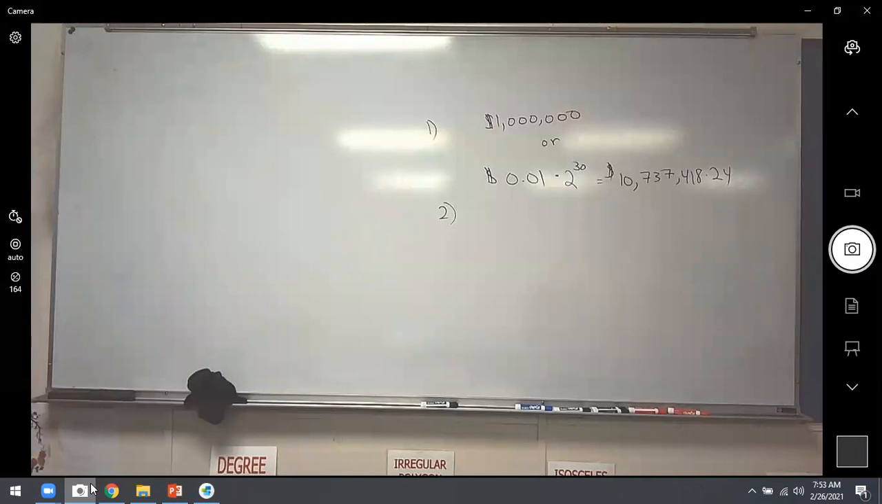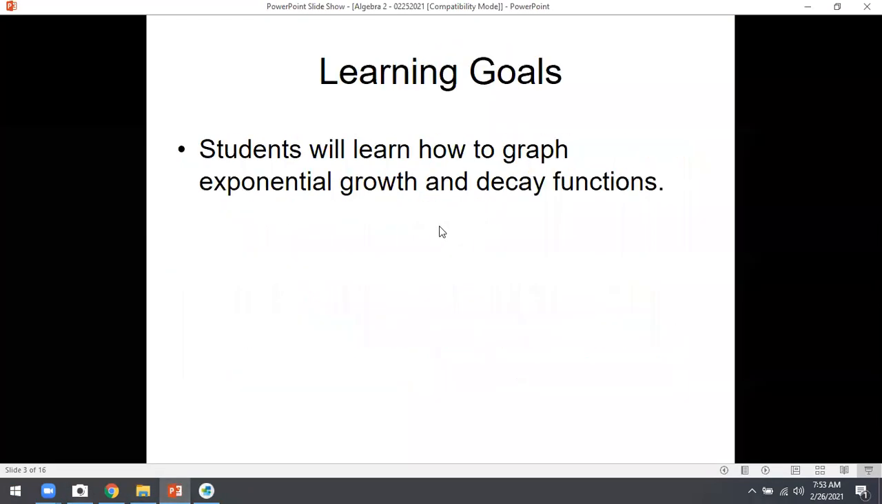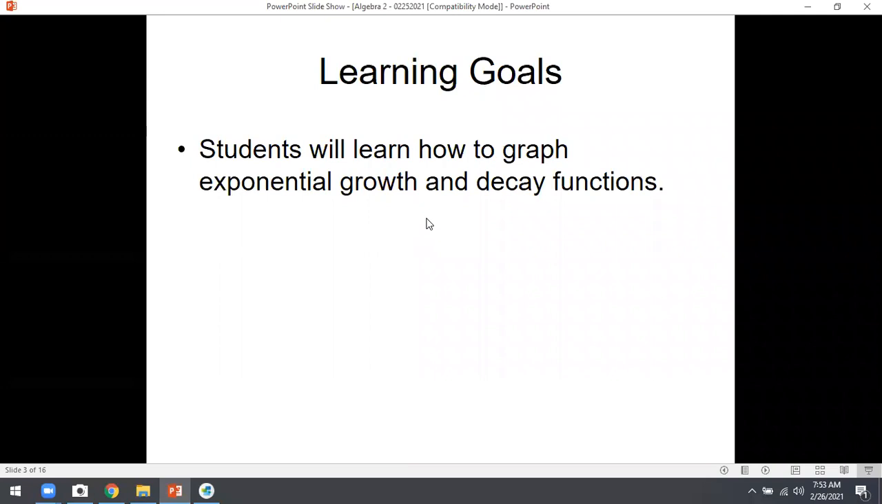However, if you multiply by something less than 1, like a fraction, like a third or a fifth, over and over and over again, every time you multiply by a fraction, things get smaller. So if you multiply by something less than 1 over and over again, your numbers get smaller. Very important right there. There's our basics. And that was all we had to do for our warm-up, just talk about intuitively what happens when you multiply by something more than 1 or less than 1, and a concrete example with the penny thing. So there we go. Here's your LGs. It's short and sweet today.